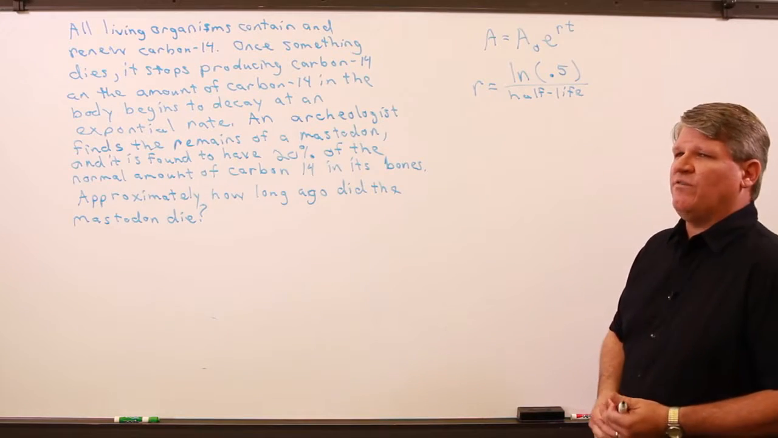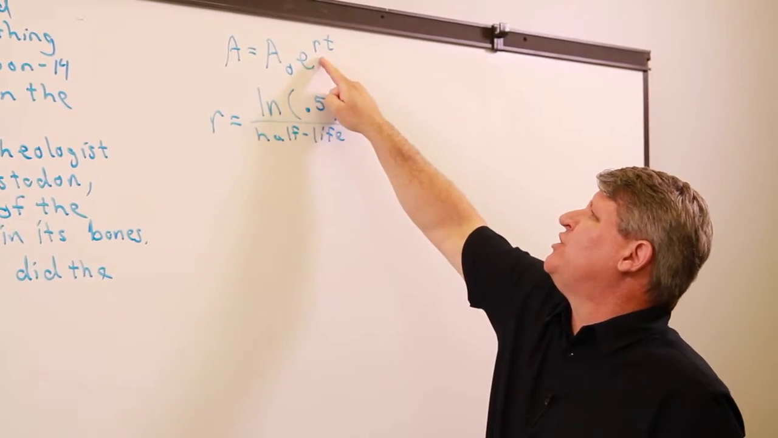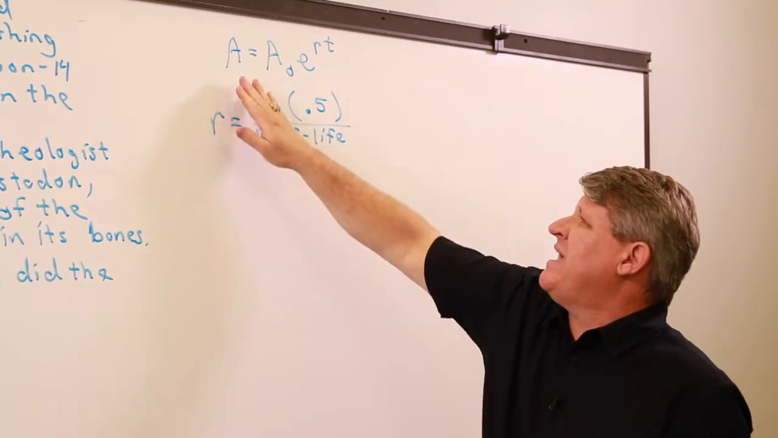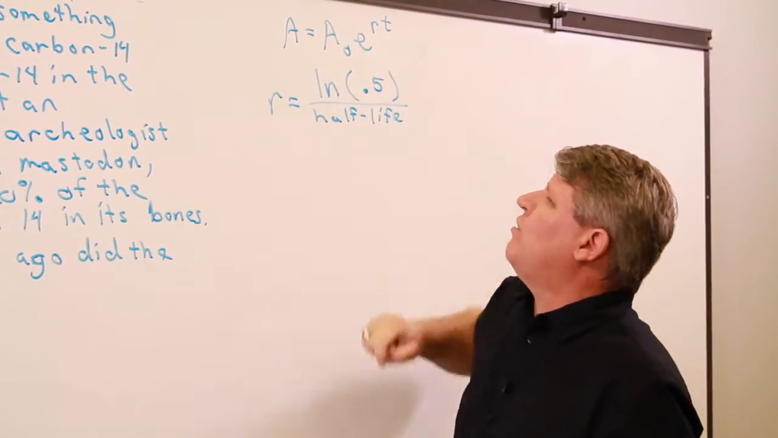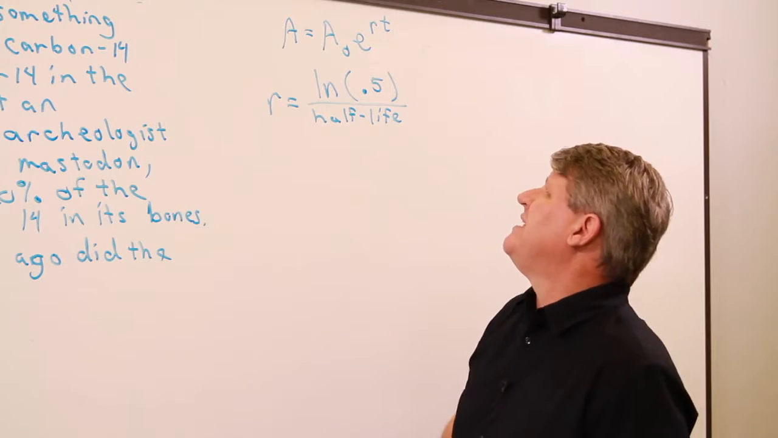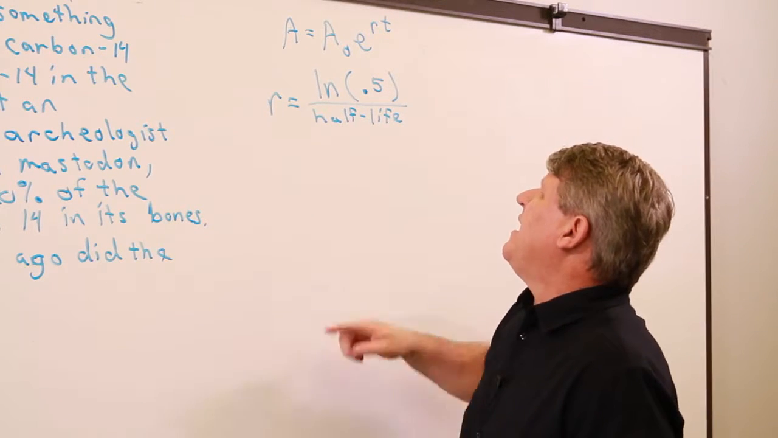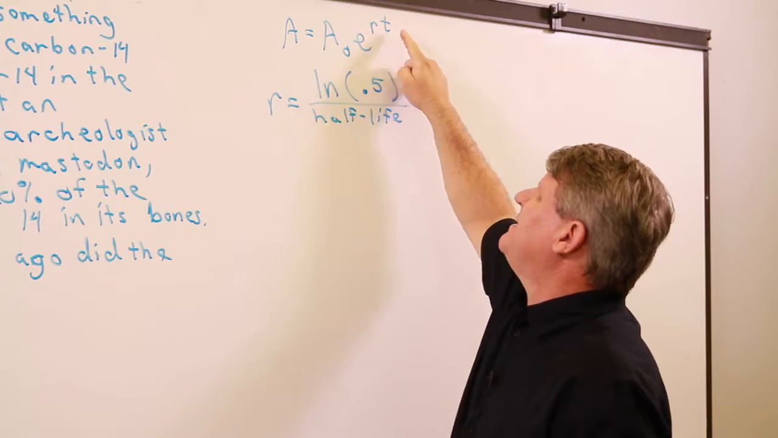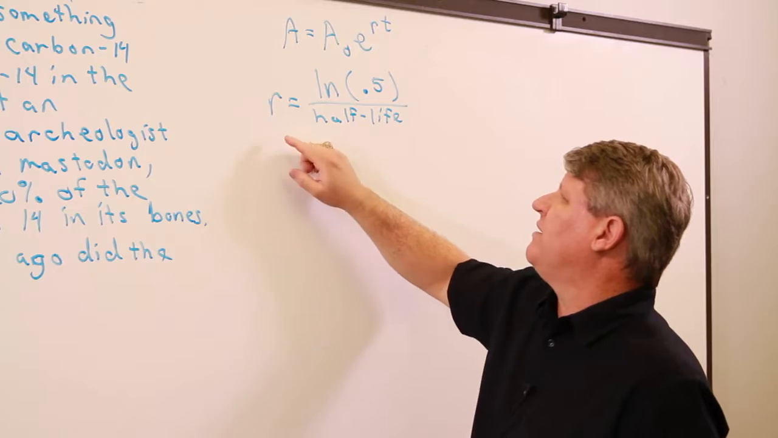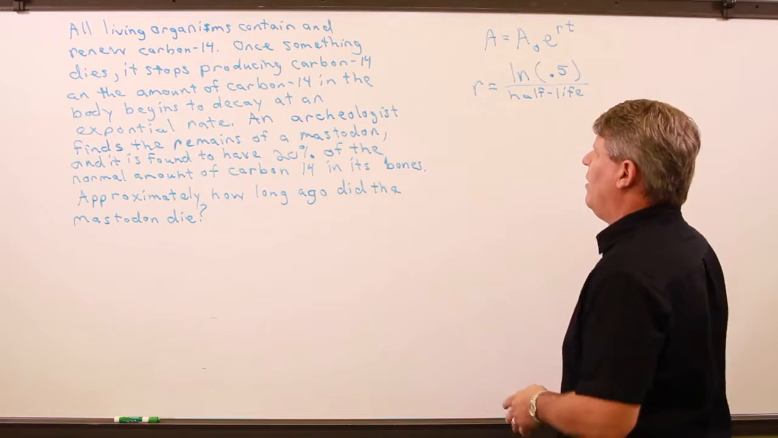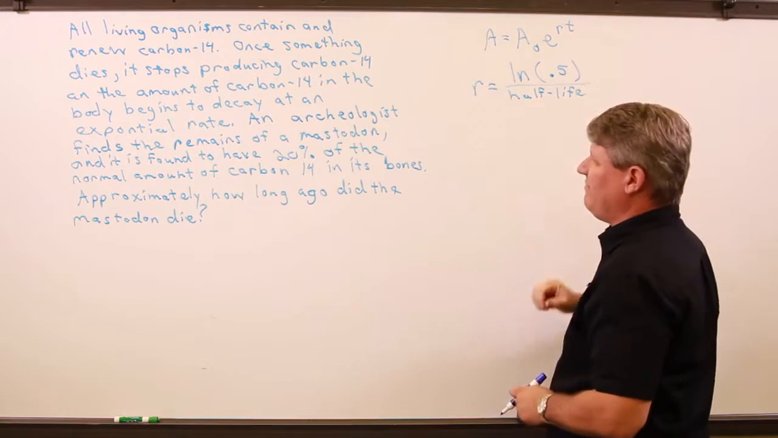To solve equations involving exponential decay, we use the equation A equals A0 e to the RT, where A is the final amount of a material left after decay, A0 is the initial amount of carbon in a body or amount of material that we're dealing with, R is the decay rate, and T is the amount of time. Now, for exponential decay, we have a standard formula for calculating R. Our decay rate is always equal to the natural log of 0.5 divided by the half-life.